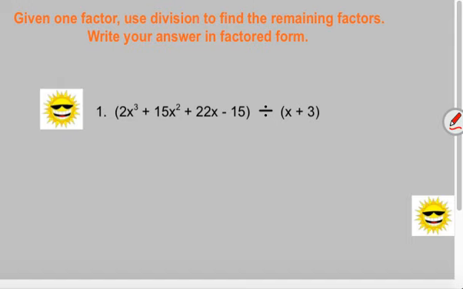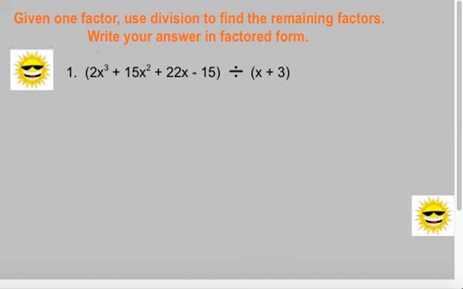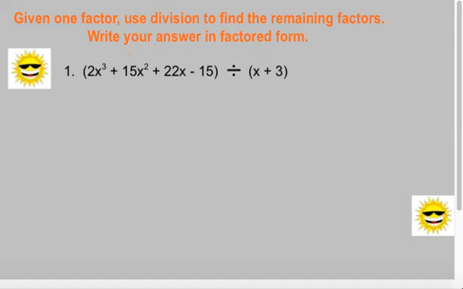Let's get into number 1. It says, given one of the factors, here's one of our factors, use division to find the remaining factors. Write your answer in factored form. So we're going to divide this in here. This is an x cubed term that we're starting out with in our polynomial, so our answer is going to be x squared. We just take that quadratic, then factor it, and we'll have the other two factors.